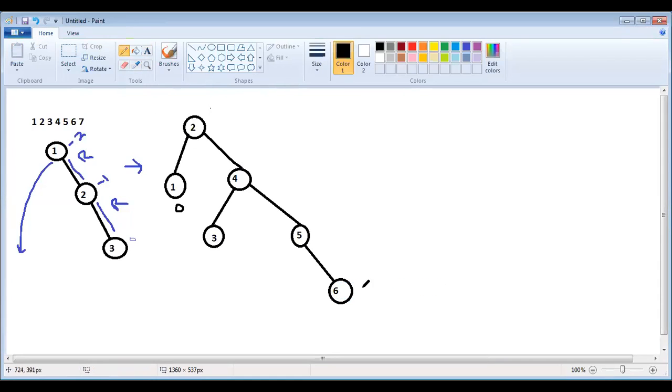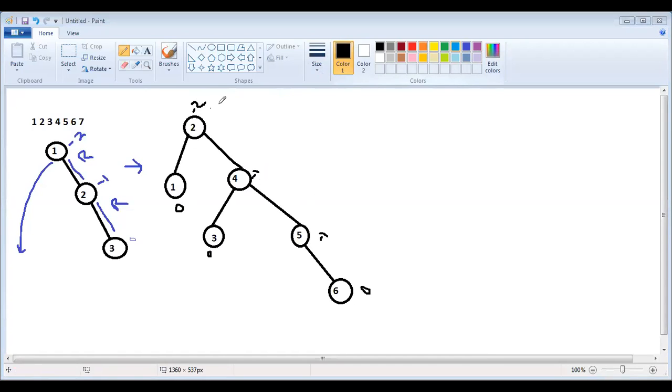So this is 0. This is minus 1. This is also 0. This is minus 1. This is also 0. Here it is minus 2. So I'm just checking. This is violating the rule. So I'm checking down 2 places. That is nothing but right, right. So what do you have to do? Right, right. You have to do left rotation.